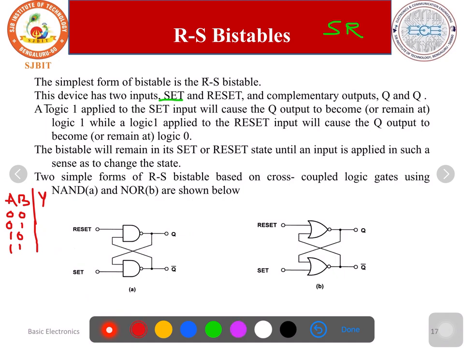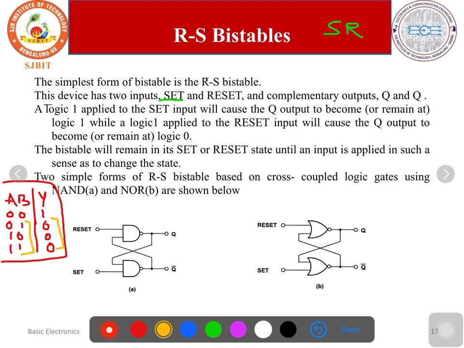So 0 plus 0 is 0, 0 bar is 1. 0 plus 1 is 1, 1 complement is 0. 1 or 0 is 1, complement is 0. 1 or 1 is 1, 1 complement is 0. So this is the truth table of the NOR gate. If you observe here, if any one of the input is 1, the output is 0 irrespective of the other input. So let us use this.